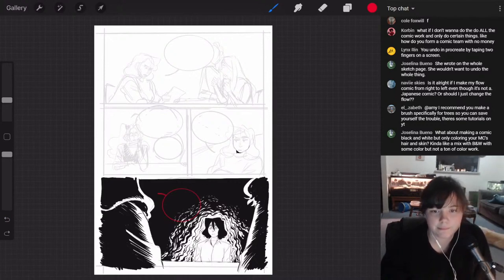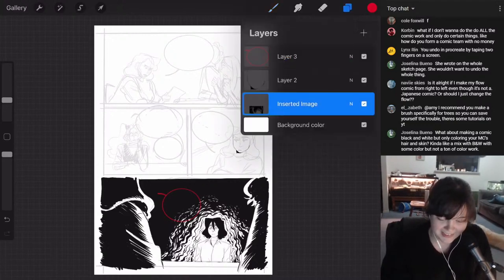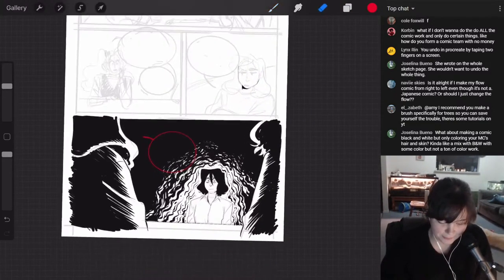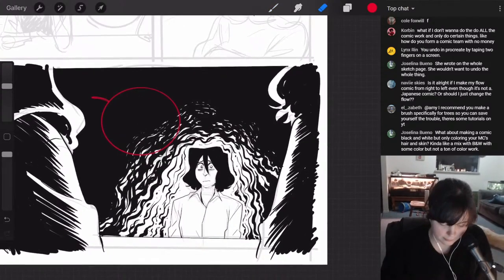You can do it. There's no comic police that are going to kick your doors in and steal all your tablet pens. But for the most part, you'd probably just confuse a lot of readers. Basically. Yeah.